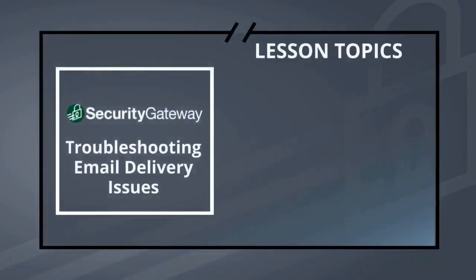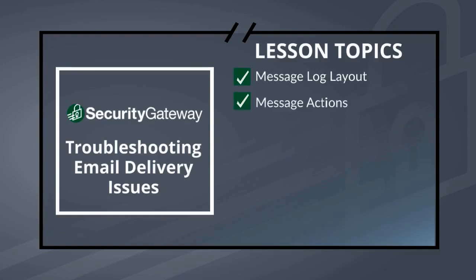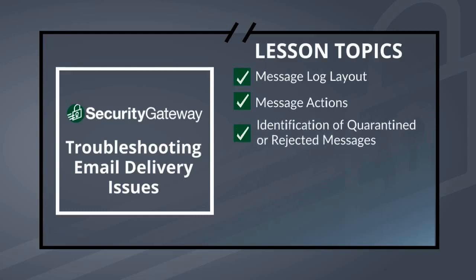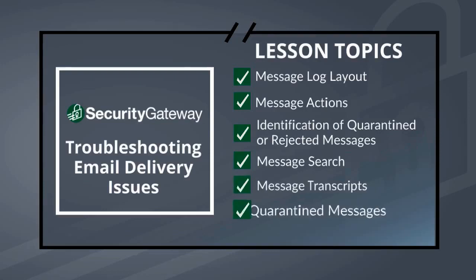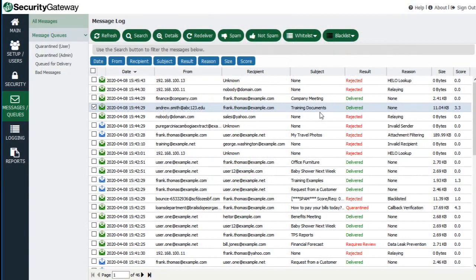This lesson covers the following topics: the layout of the message log, actions that can be performed on messages, such as search, redeliver, marking a message as spam or non-spam, or whitelisting or blacklisting the sender, how to easily identify quarantined or rejected messages, the message search feature, message transcripts, quarantined messages, including user quarantines as well as the administrative quarantine, message queues, including messages queued for delivery, and the bad messages queue, which will contain messages that could not be delivered. In this lesson, we're going to talk about troubleshooting email delivery issues in Security Gateway.